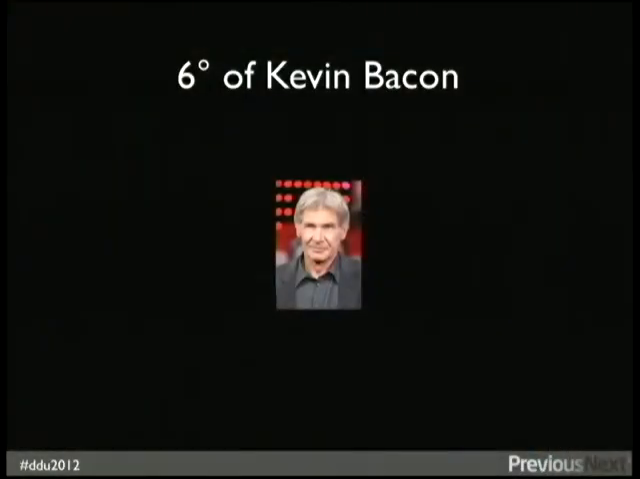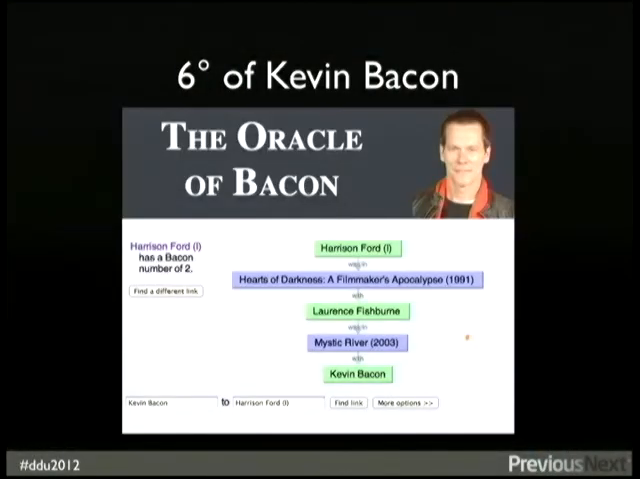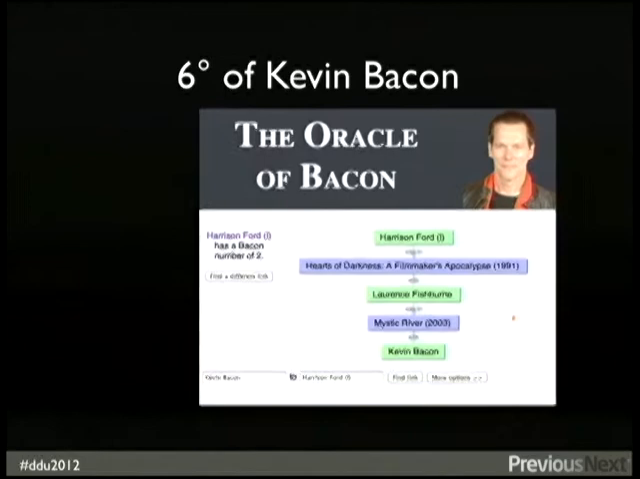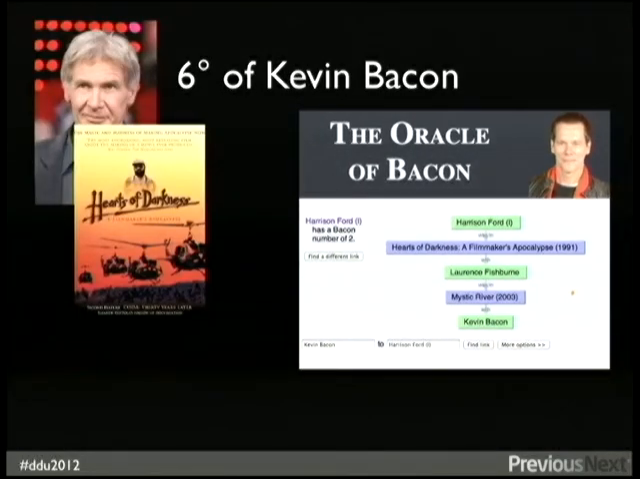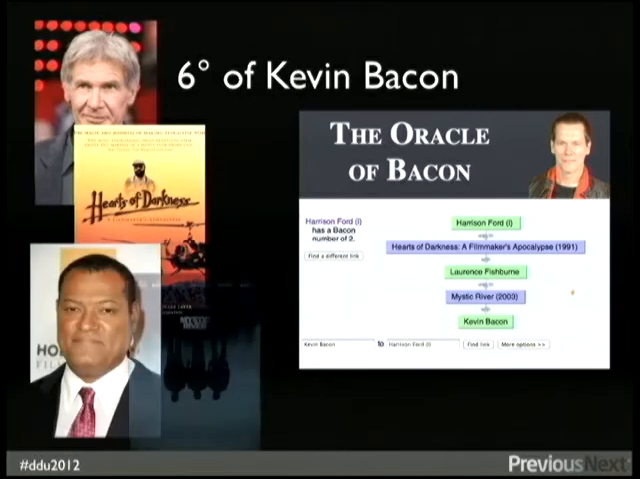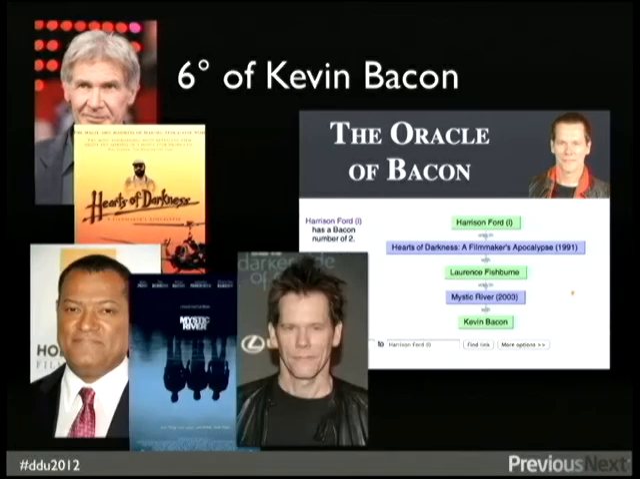Harrison Ford was a bit of an easy one. Harrison Ford has a Bacon number of 2. Harrison Ford was in Heart of Darkness with Lawrence Fishburne, and Lawrence Fishburne was in Mystic River with Kevin Bacon. Both quite good movies. So again, there you've got Harrison Ford, Heart of Darkness, Lawrence Fishburne, Mystic River, and there's Kevin Bacon.